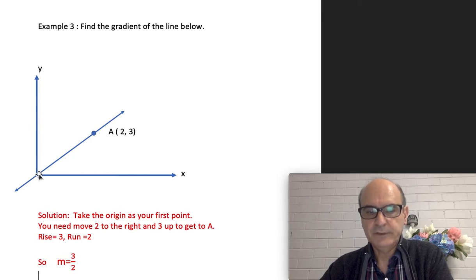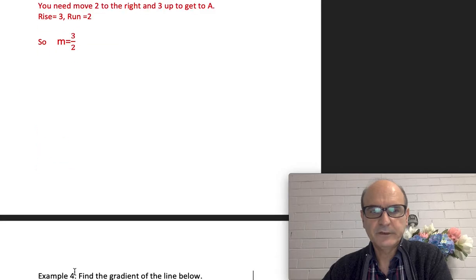I start from here. Then I go across. How much do I need to go across? Because the x of this point is 2, that means I need to go 2 units across. And then I need to go up. How much do I need to go up? Because the y of that is 3, that means I need to go up by 3. So my rise is 3, my run is 2. Then the gradient is rise, which is 3, over run, which is 2. So gradient is 3 on 2.